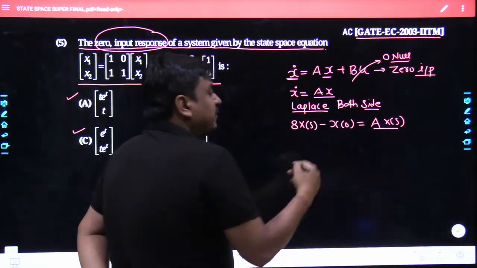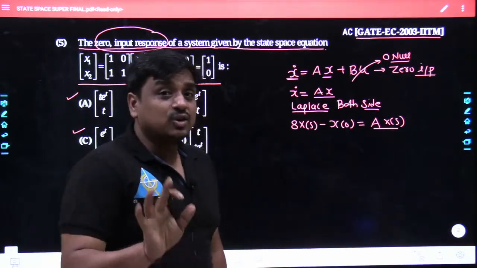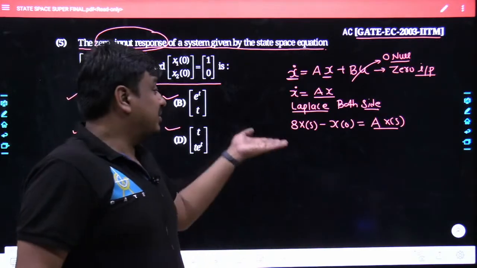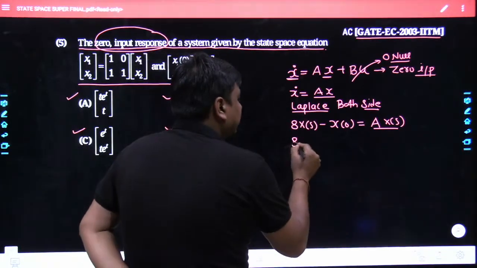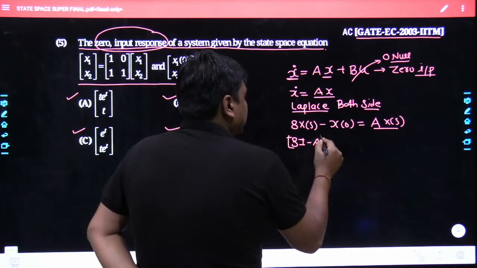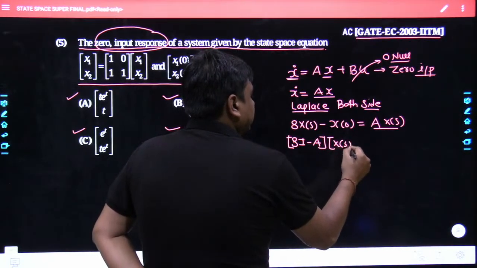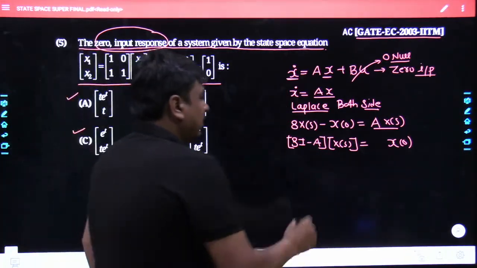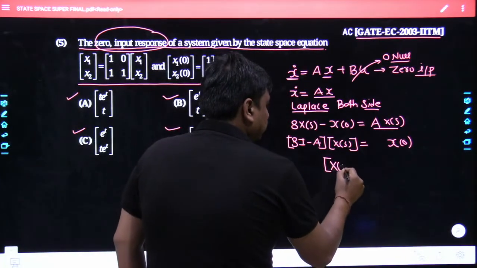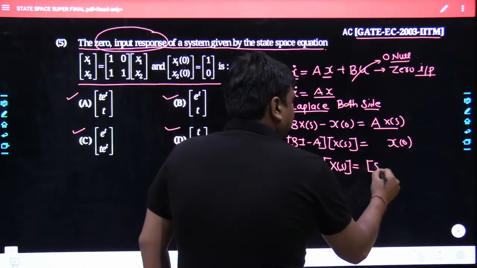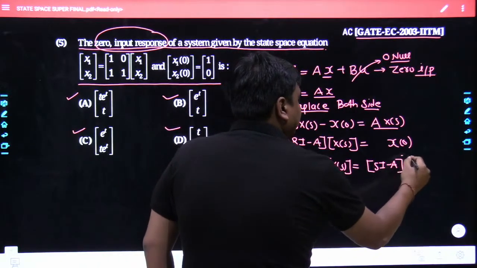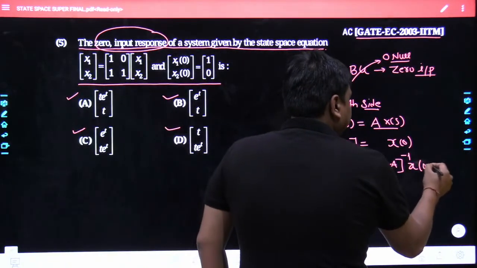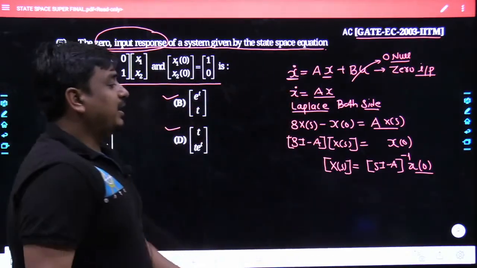I would shift A times X of s towards the left hand side, and whatever operation has to be carried out now has to be in line with linear algebra because they are in the form of matrices. So here goes (sI minus A) X of s is equal to X of 0. Agreed? So here comes X of s, and I would multiply (sI minus A) inverse on both sides. So it would become the identity matrix, and towards the right hand side it would become (sI minus A) to the power of minus 1 multiplied with X of 0.